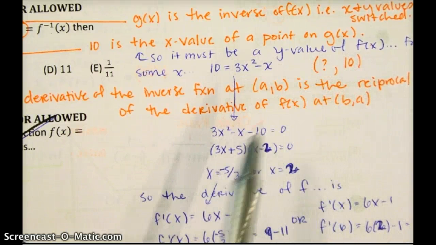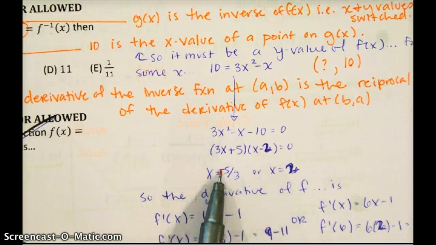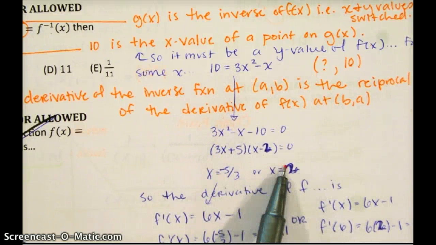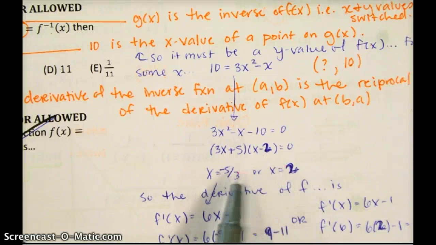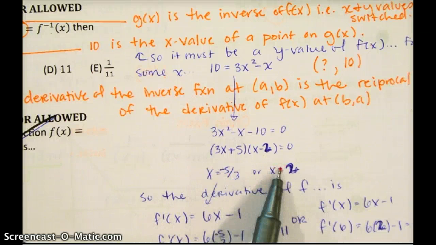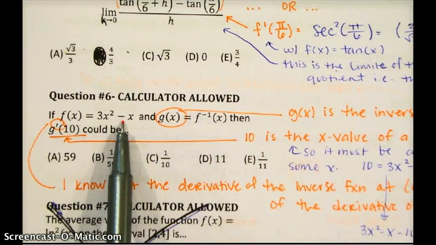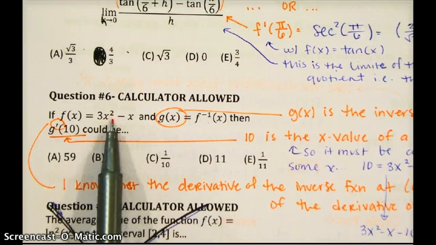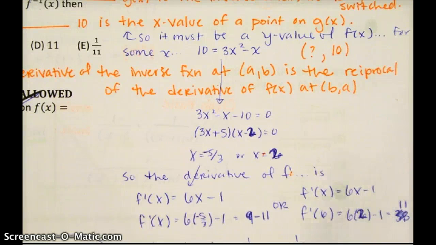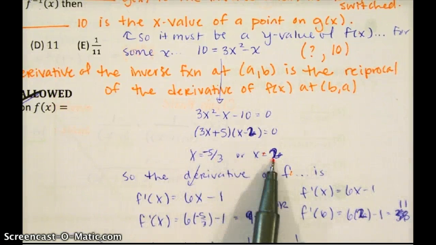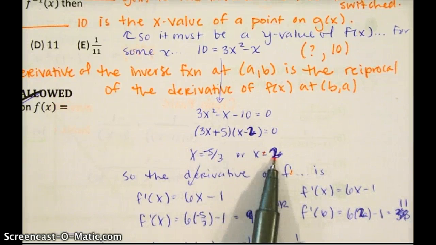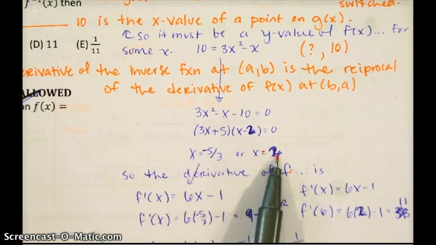And in fact, we're talking about two possibilities. Either the x value is this, or it's this. And since I know the x values, I can find the derivative of f because I have an equation for it. f is this equation. Taking its derivative is really easy. It's just 6x minus 1. So I can find the derivative of f at these two points just by plugging in the x values.